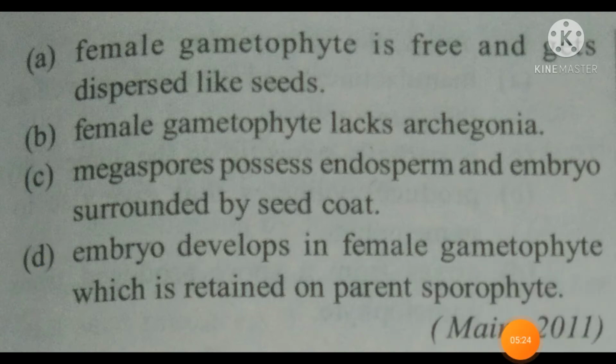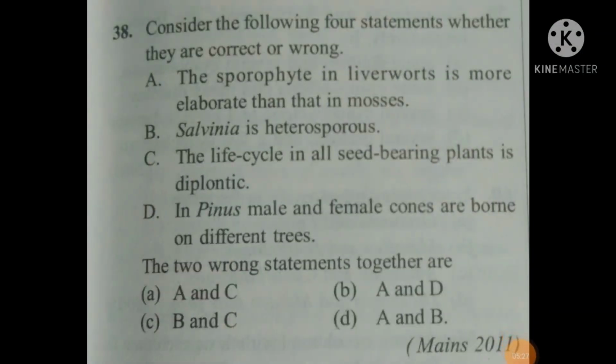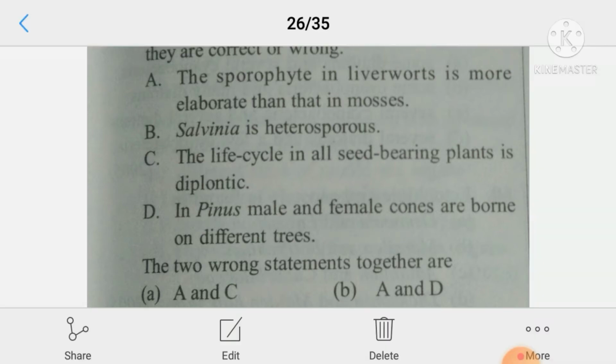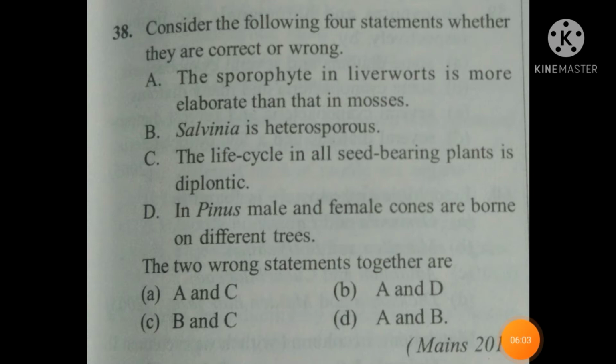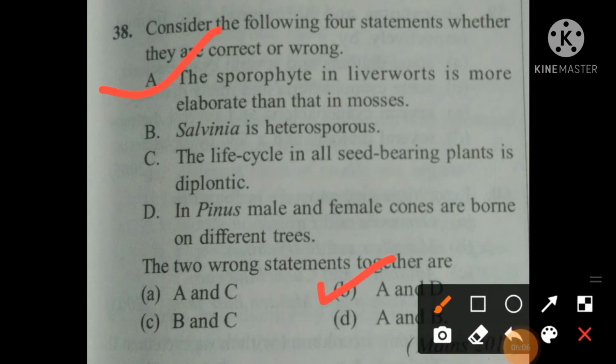Next question. Consider the following 4 statements whether they are correct or wrong. A. The sporophyte in liverworts is more elaborate than that in mosses. B. Salvinia is heterosporous. C. The life cycle in all seed-bearing plants is diplontic. D. In Pinus, male and female cones are borne on different trees. The 2 wrong statements together are. So he is asking about the wrong statements. So the 2 wrong statements are option B, A and D.